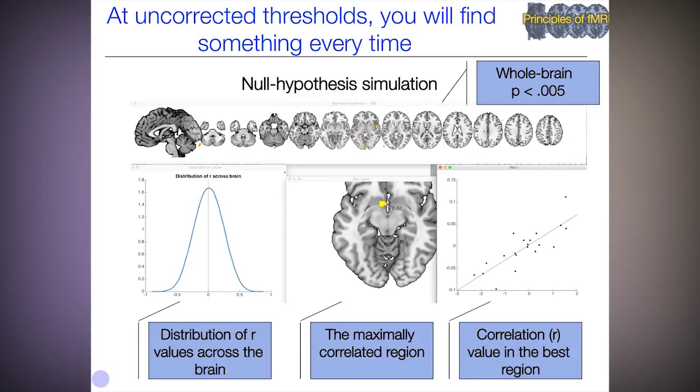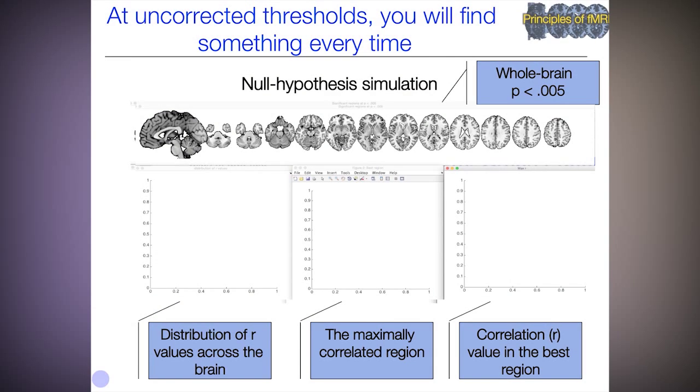There on the bottom left, we'll see the distribution of those brain behavior correlation values across the brain. And they'll always be centered on 0. We'll see the region with the strongest correlation in the bottom middle panel. That's the maximally correlated region. And then what the correlation looks like in the best region. And this just illustrates that when we pick out the winners, the findings look really good. So let's repeat this 10 times.